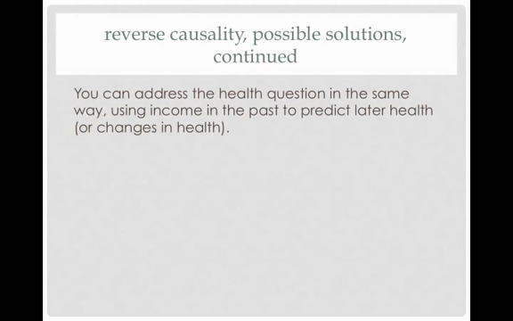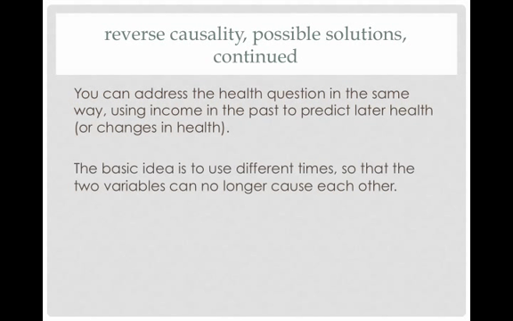You can address the health question in the same way, using income in the past to predict later health or changes in health. The basic idea is to use different times so that the two variables can no longer cause each other.